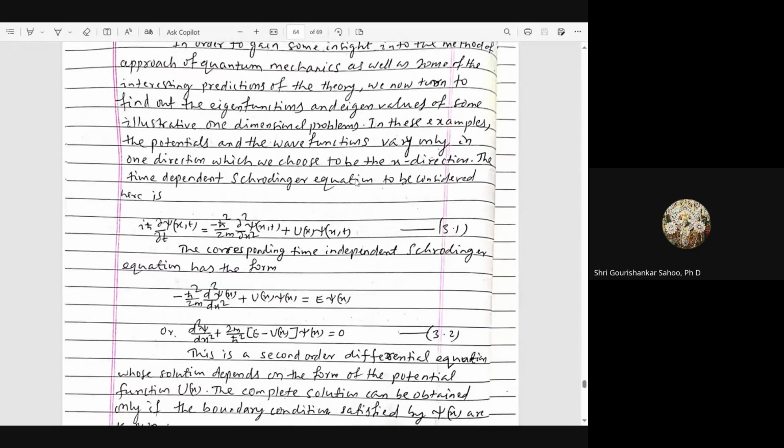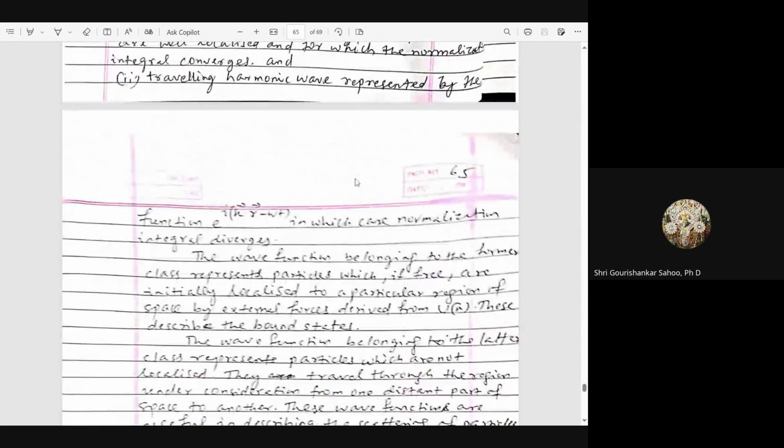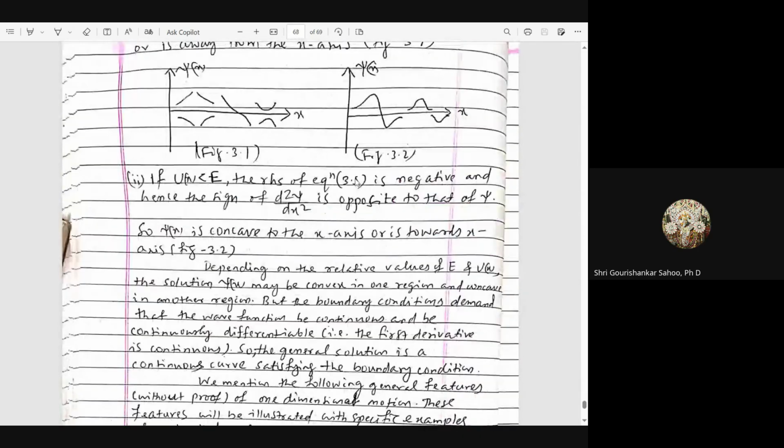Then, general discussion of bounds in an arbitrary potential, which I have discussed with you earlier today.